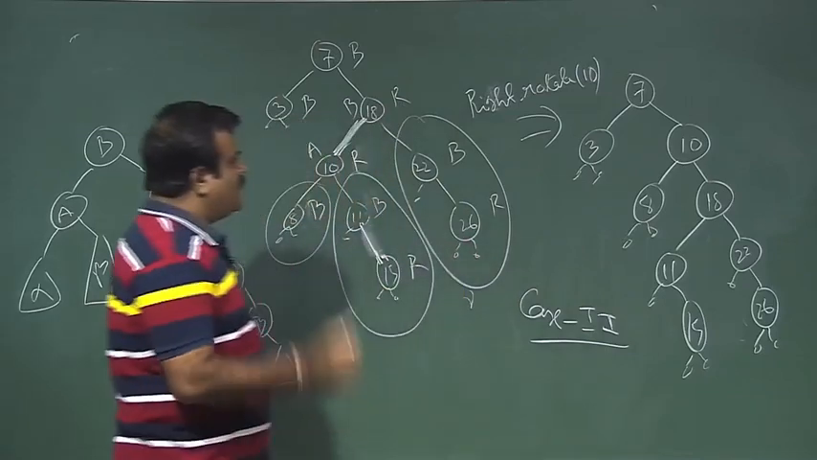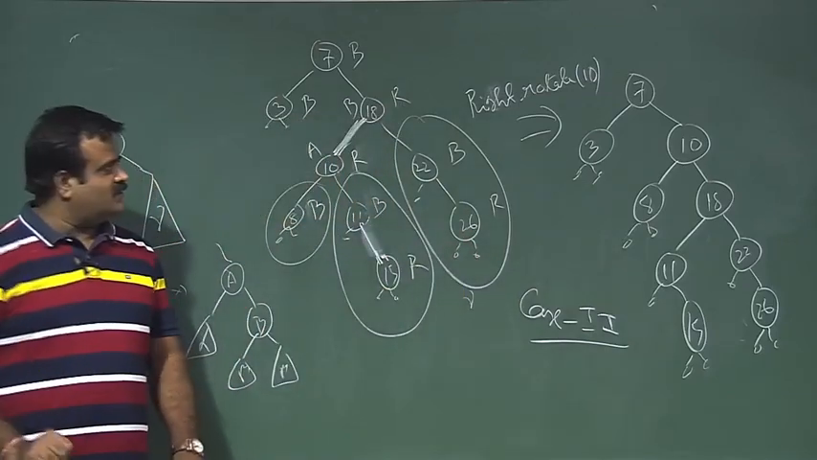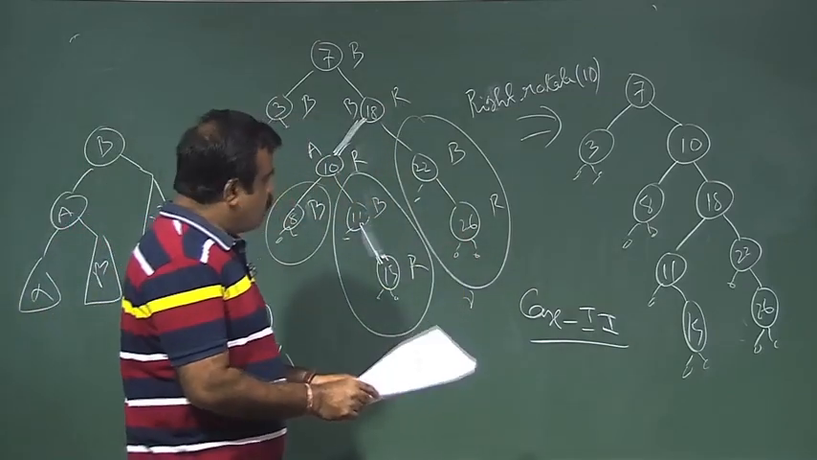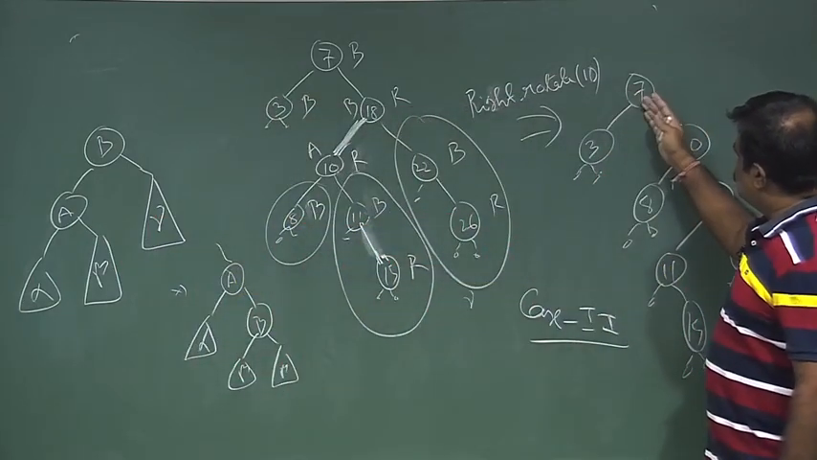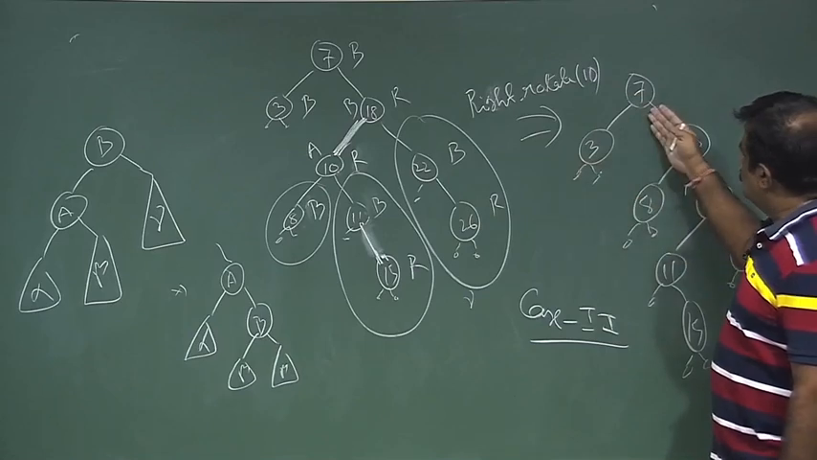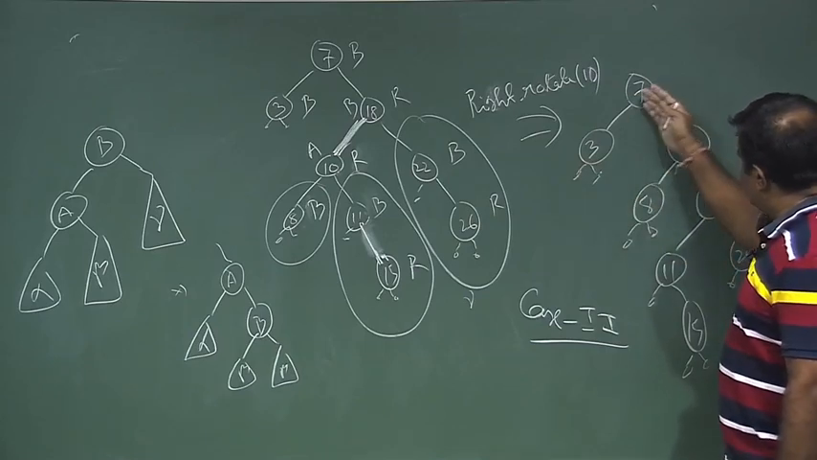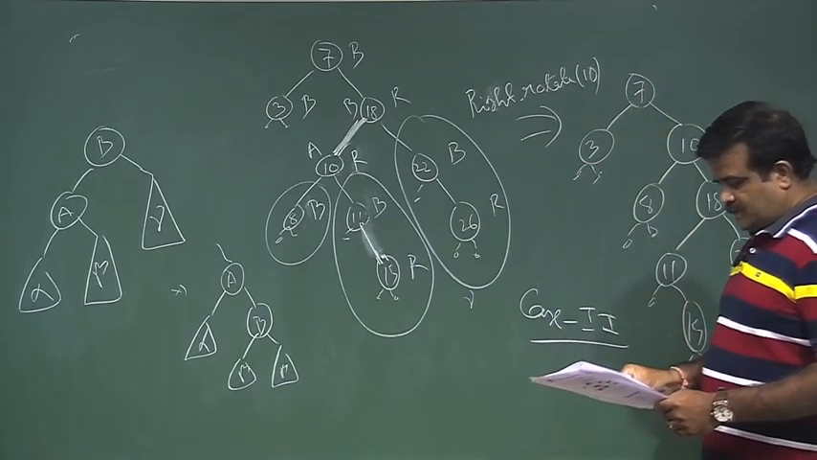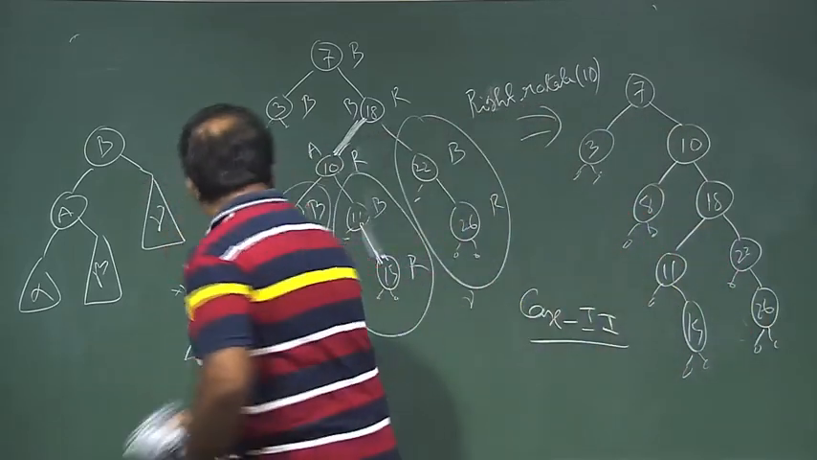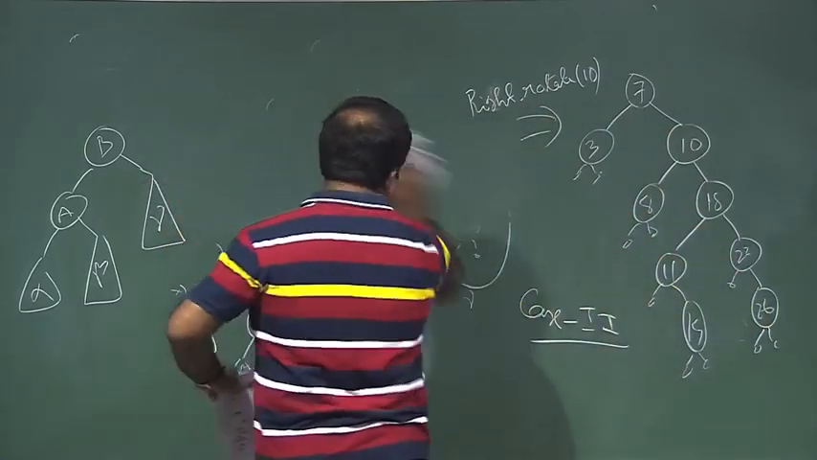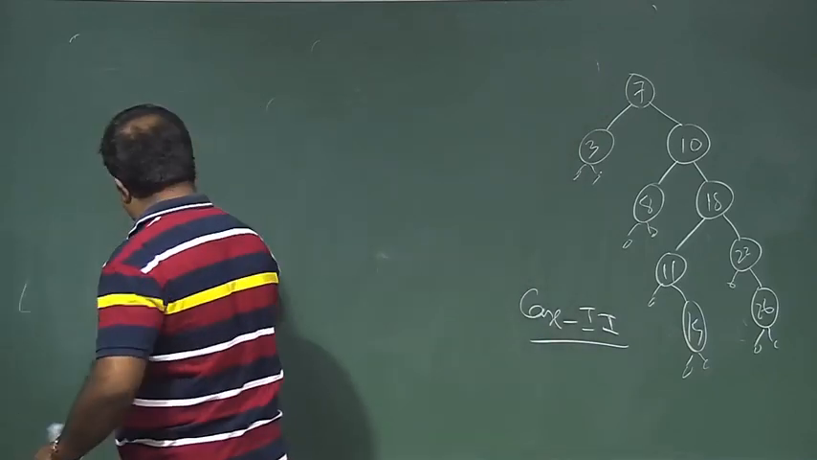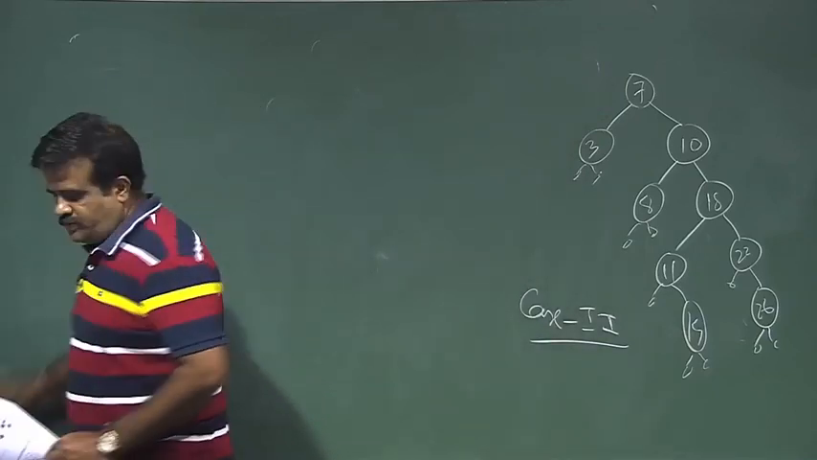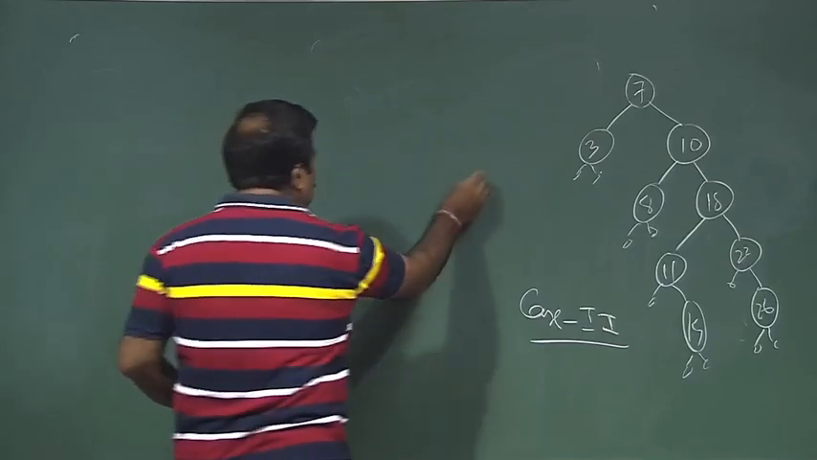Now, if we have to do case 2, then we have to perform case 3. Case 3 means now we want to make this down, this up. So, we want to do a left rotate on 7 to make 7 go down and 10 go up. So, that we will perform now. Case 3 should be followed by case 2.